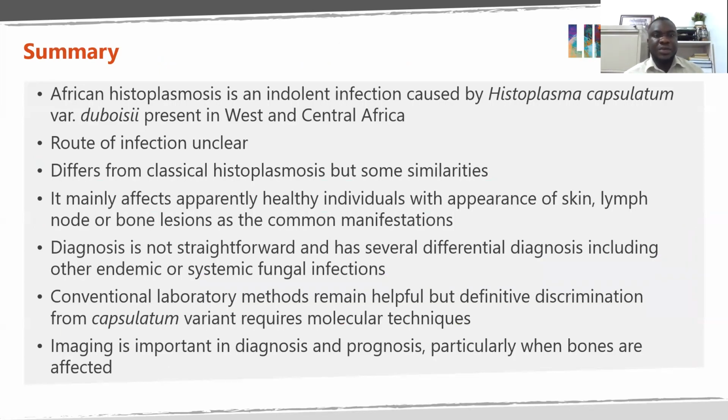So in summary, African histoplasmosis is an indolent infection caused by Histoplasma capsulatum variant duboisii, much more common in the west and central parts of Africa. The pathogenesis is not clear, but the route of infection is believed to be similar to that of classical histoplasmosis. It differs in clinical manifestations, epidemiology, as well as laboratory characteristics from classical histoplasmosis, even though they share some similarities, such as having the same mycelial phase, and it appears to affect people that are apparently okay.